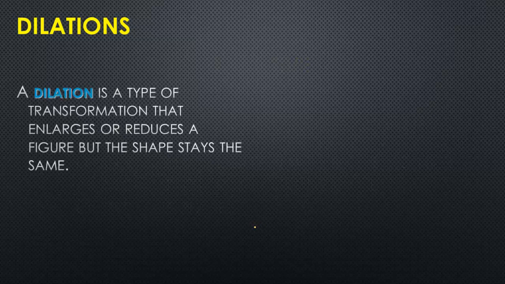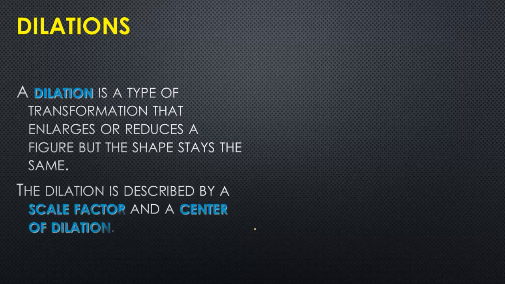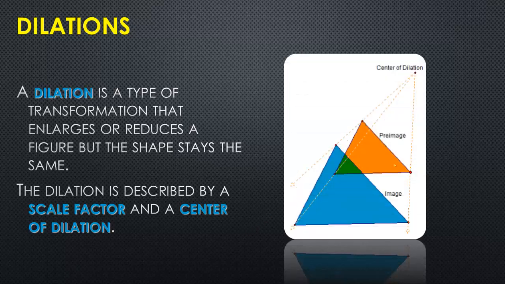A dilation is a type of transformation that enlarges or reduces a figure, but the shape stays the same. In other words, in a dilation, the two figures are always going to be similar. A dilation is described by two different things: a scale factor and the center of dilation. So this would be the original image right here, the pre-image, and the one that says image is the new image.